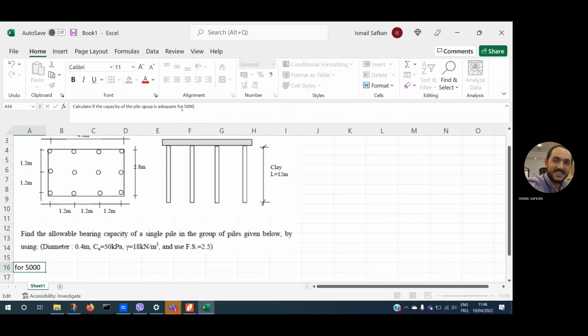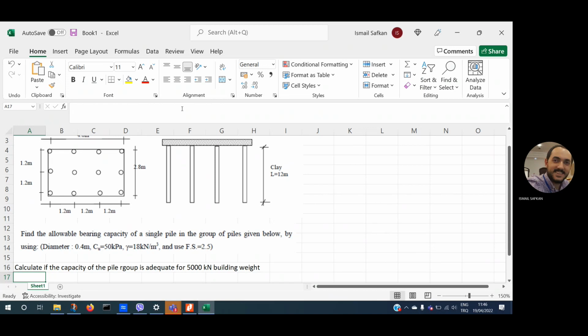Or 5,000 kilonewton building weight. The whole structure weight, that load, I just gave you a value. If not, redesign or optimum.